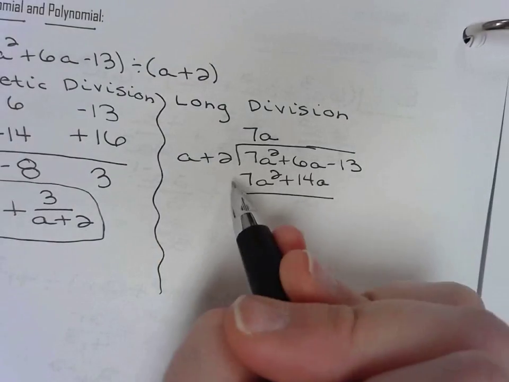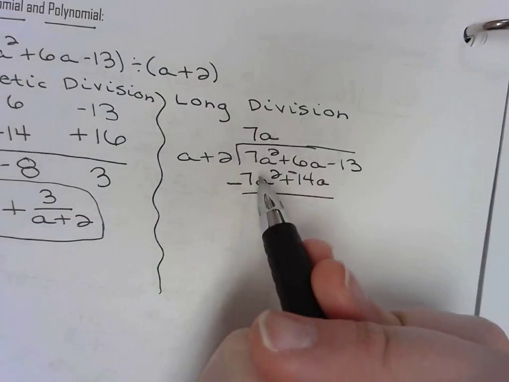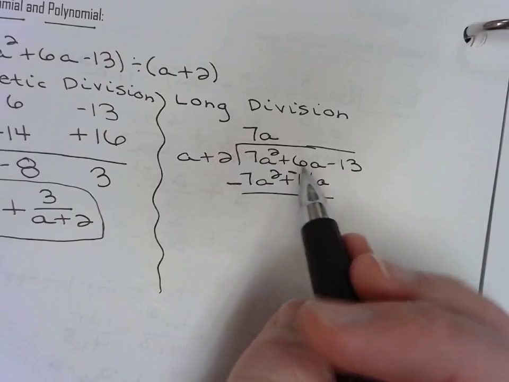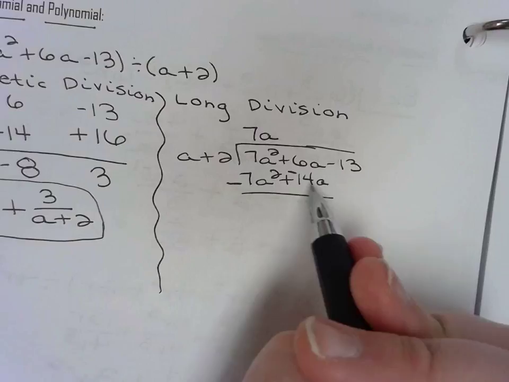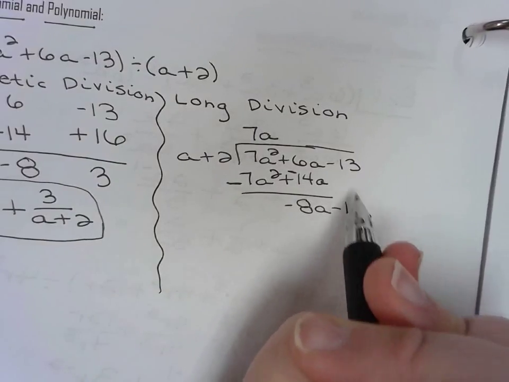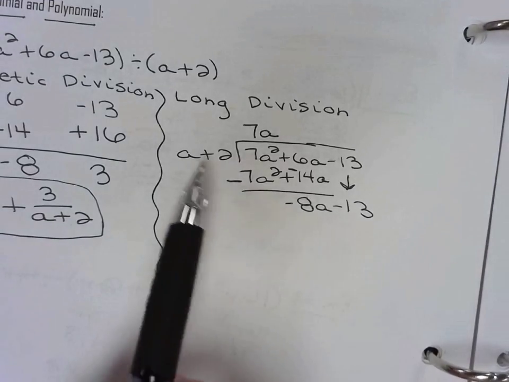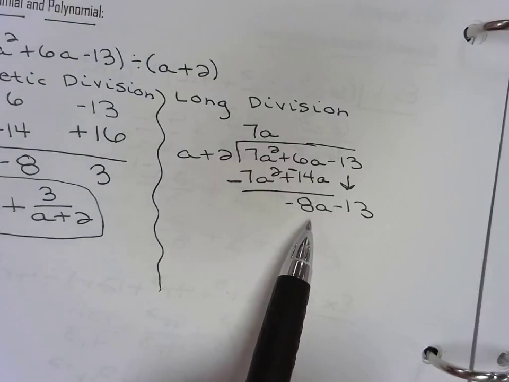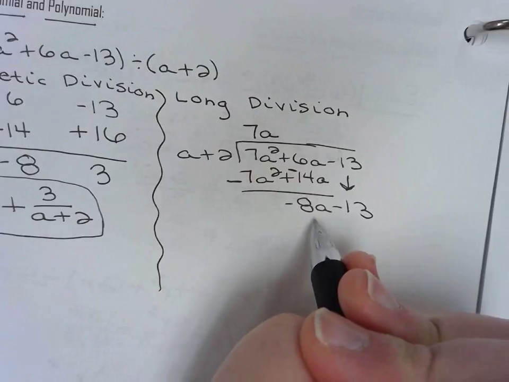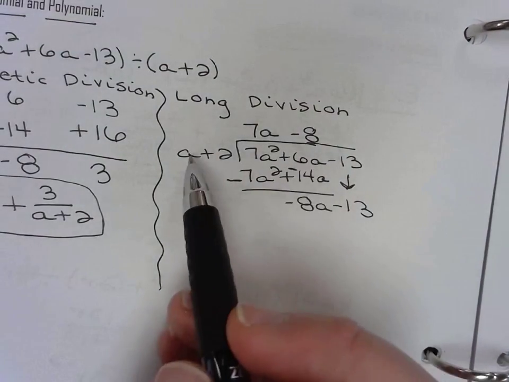Once I have those numbers, I change it to subtraction. 7a squared minus 7a squared cancels. 6a minus 14a is negative 8a, and then bring down the negative 13. And then we ask ourselves, what times a gives me negative 8a? Negative 8. So I put a negative 8 on top, and then we multiply it down in front.